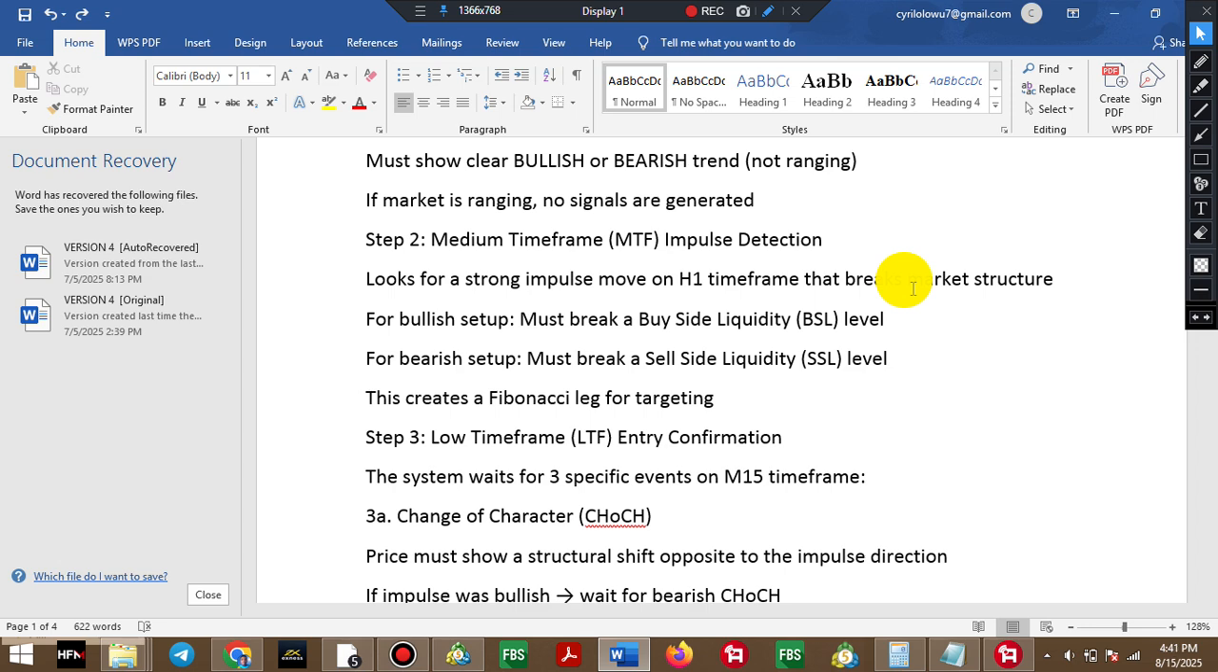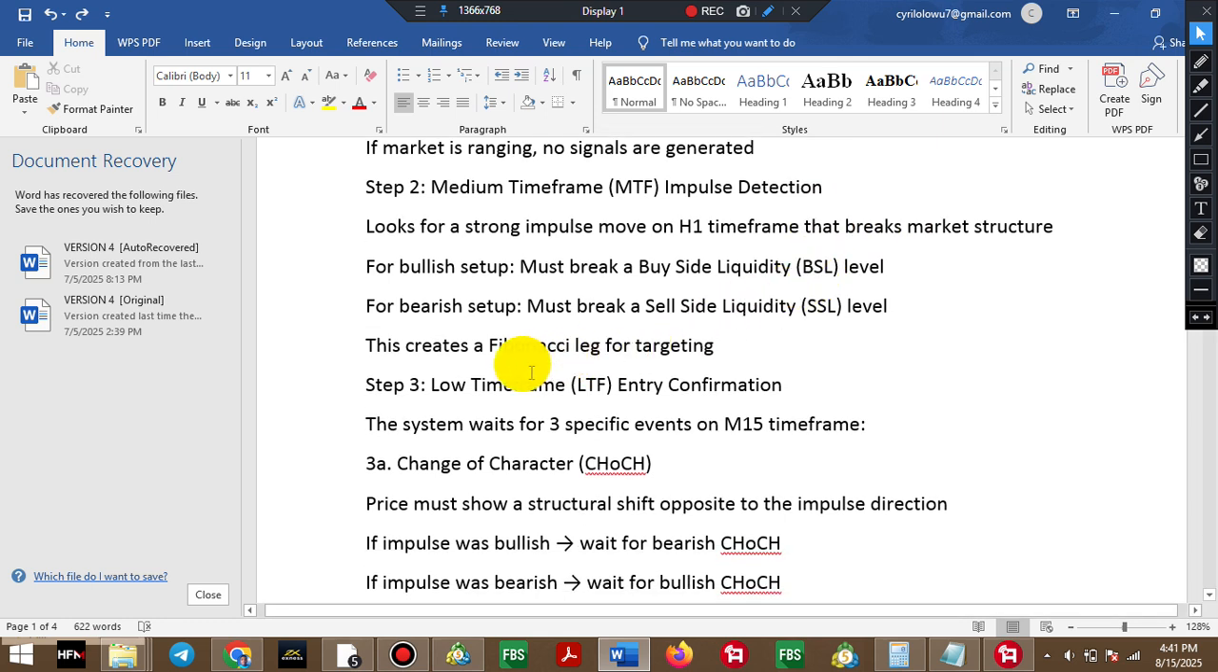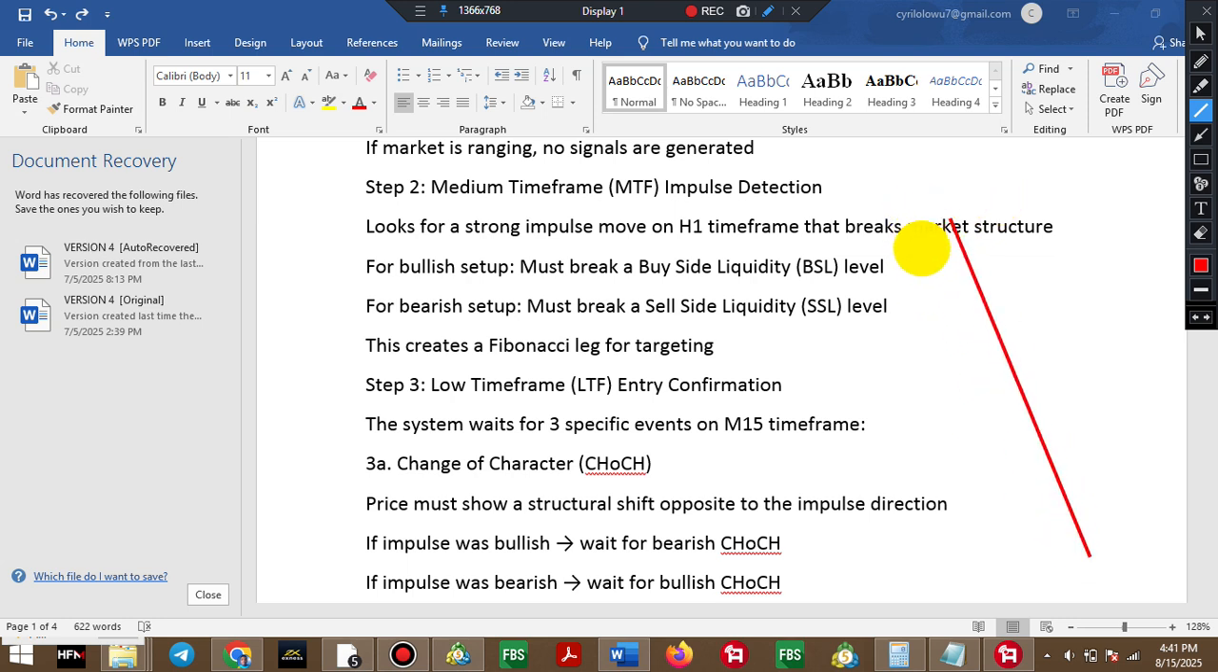Then it proceeds. This creates a Fibonacci leg for targeting. Immediately an impulsive move is detected or confirmed, the Fibonacci comes into place. Immediately the Fibonacci tracks that move, and that is what we want the software to work on. Is that clear? Let's say for instance we have a massive move towards the downside. Immediately this move is confirmed by the software, the Fibonacci tracks from the high to the low of that move that has taken out liquidity and also created a break of structure.